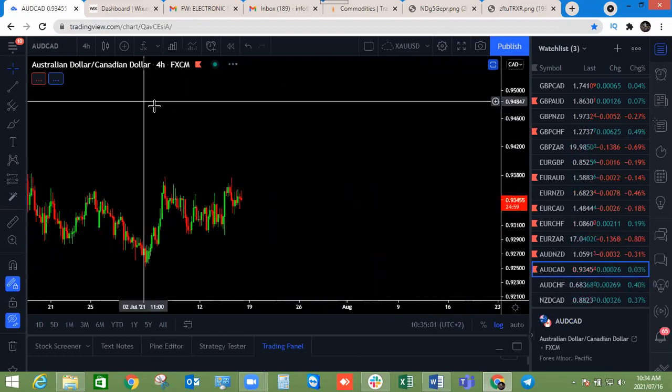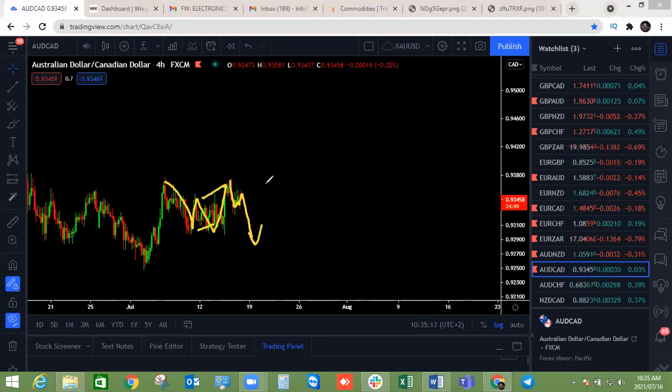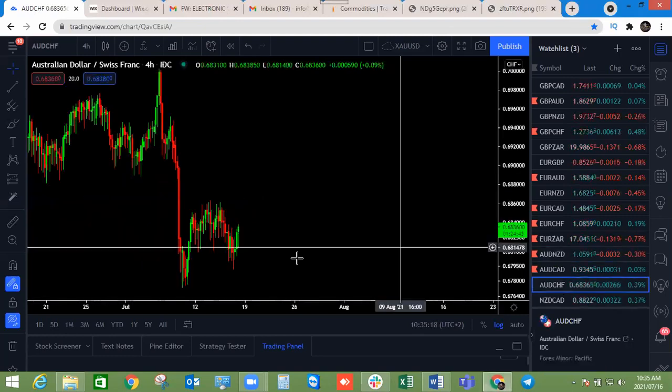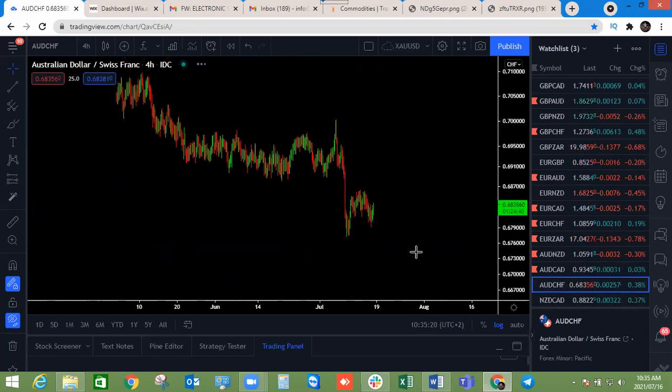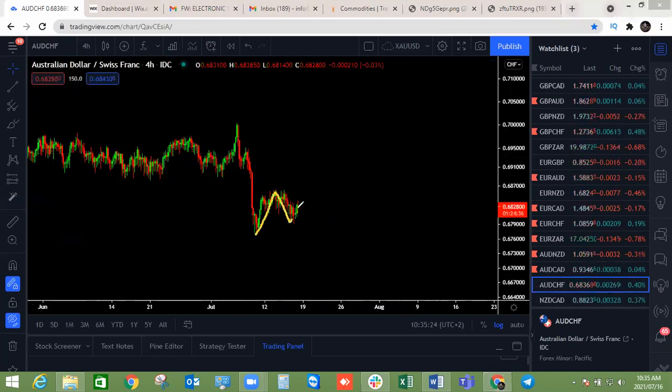Aussie CAD, we expect this one to still come back down here. This is the structure. And then upside. Aussie Chief. One, two, three. This will be a blue box area for more sell.